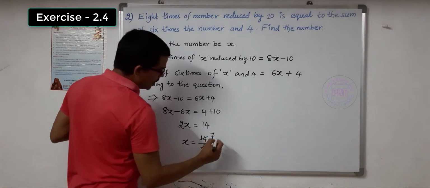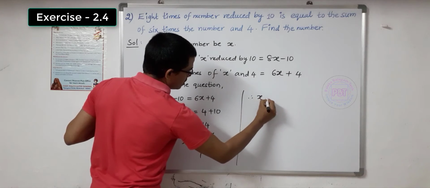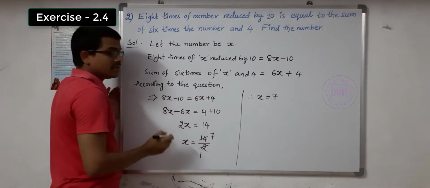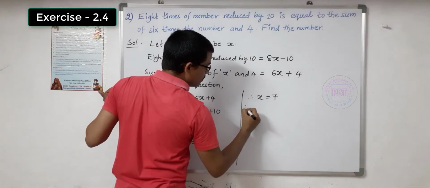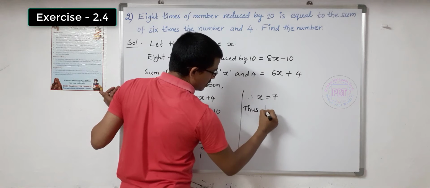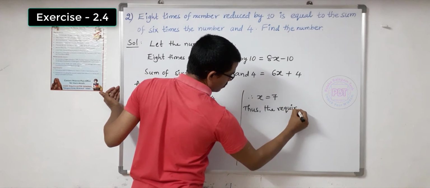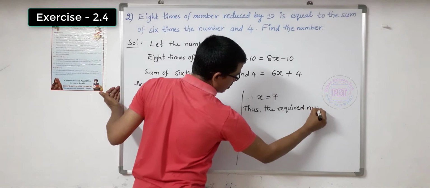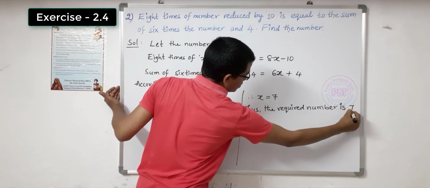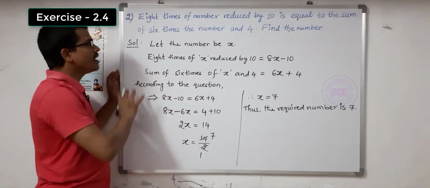Therefore the x value is 7. X is nothing but the required number. Thus the required number is 7. Okay, in the competitive exam, how are we going to solve this?